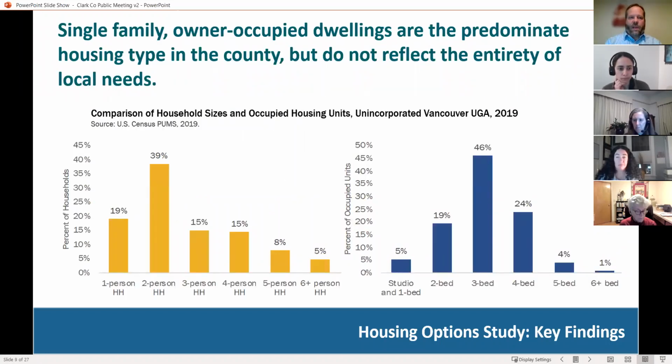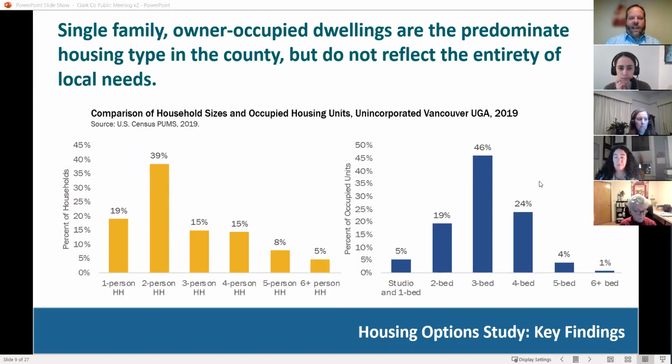Next up, single family owner occupied dwellings are the predominant housing type in the county, but they do not reflect the entirety of local needs. So you can see in the chart on the left that about 60% of households are either 1 or 2 person households. And then if you look at the chart on the right, you can see about 60% 1 and 2 person households.